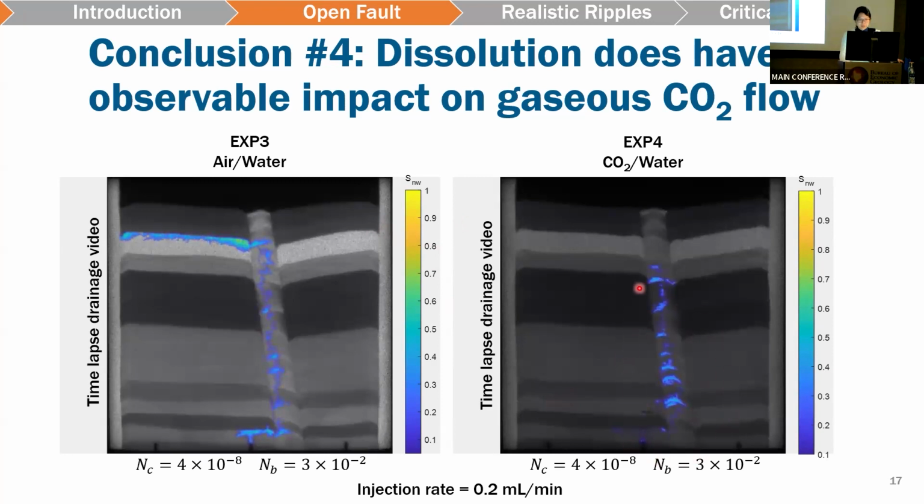We see that the migration of the plume is much slower than the air case, which is not surprising because at this low rate, 0.2 milliliter per minute, the dissolution is quite significant. And we also observe a thinner plume in this high permeability layer and also less saturation overall. So the conclusion here is that dissolution does have an observable impact on gaseous CO2 flow and would delay plume front migration speed.